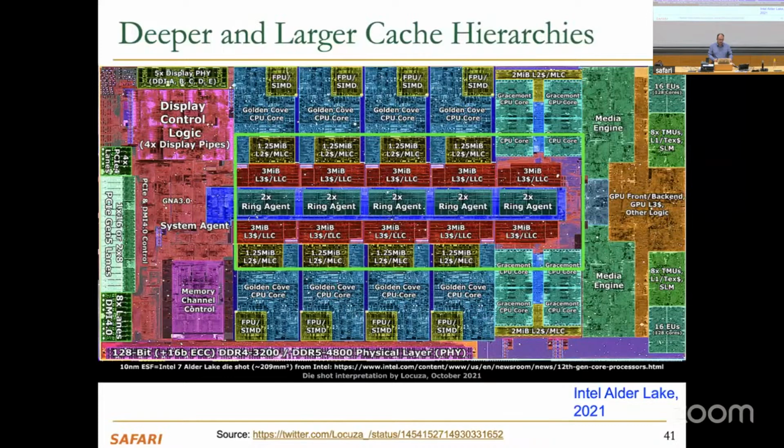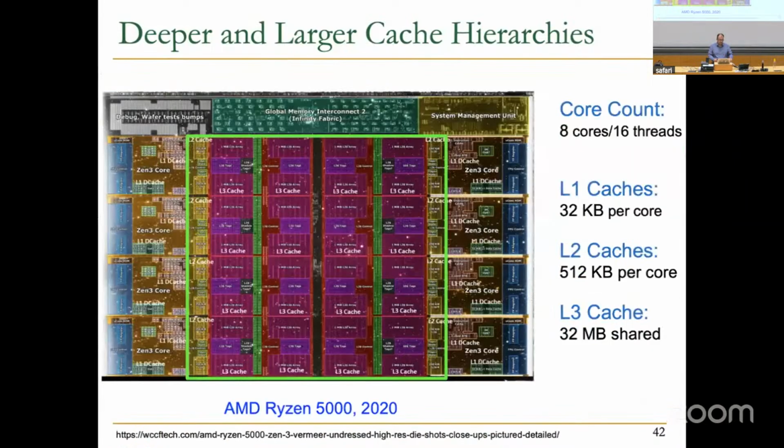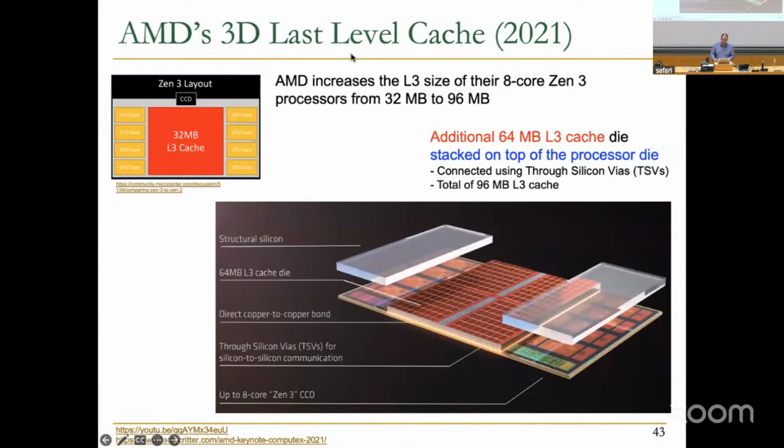But essentially, in our modern architectures, we have deeper and larger cache hierarchies, and all of it is because people make caches larger and hierarchies deeper in order to tolerate the data movement problem, the bottleneck of bringing data from slow memory to the system, to improve the performance and also energy consumption of the system. Here is also another design for AMD, where you can see the size of L1, L2, and L3 caches. This is another architecture for AMD that uses a 3D structure for L3 in order to make it even larger. So they have an additional 64 megabyte L3 cache die stacked on top of the processor die.